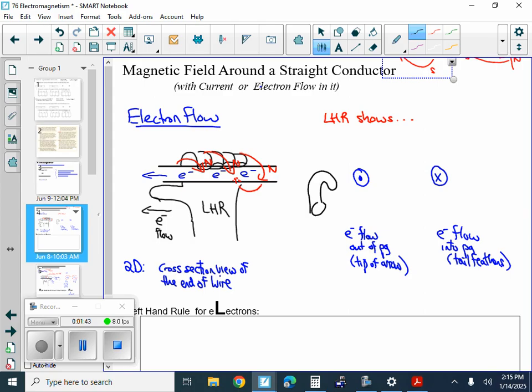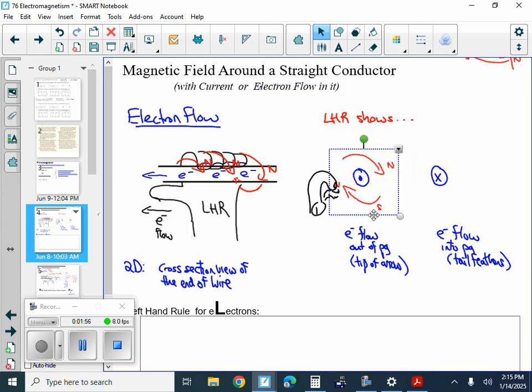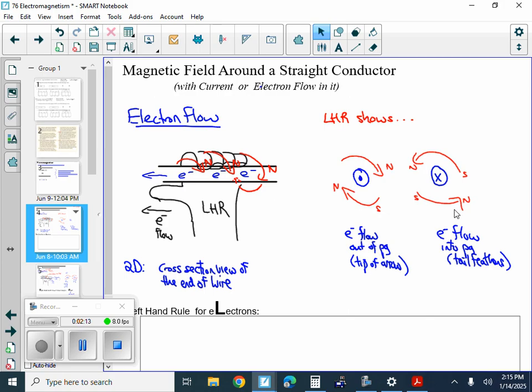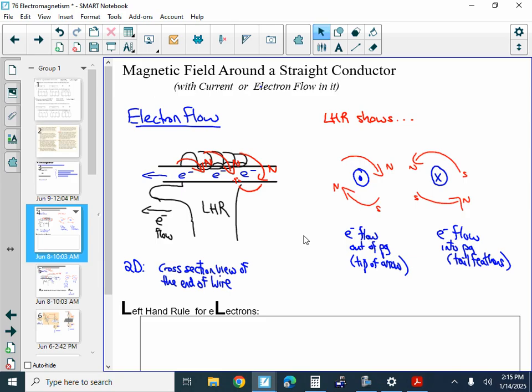I didn't do a diagram for this one on purpose, but you'd have your fingers wrapped around like that, right? Terrible drawing, but that leaves you with this as your direction. Let me just get rid of that because it's embarrassing. And so if you had electrons going into the page, flip your hand around, point your thumb into the page, your fingers are going to be curling counterclockwise.